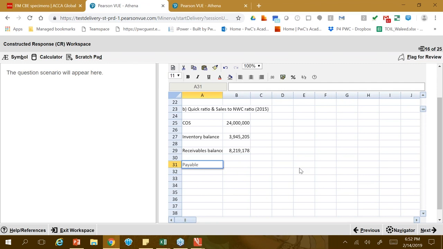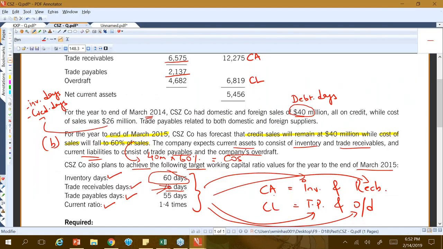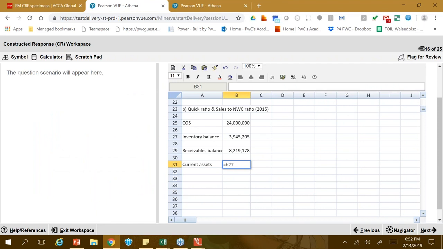Now, last thing here, we have to work out the payables balance. Or in fact, I think we don't need the payables balance, because we have the current ratio given. I'll tell you how to use that. First of all, can I ask you to give me a total of the current assets. Remember, this company's current assets were only made up of inventory and receivables, which I've got now. The inventory was in B27, receivables were in B29, and this is the current assets. Current assets are 12164384.